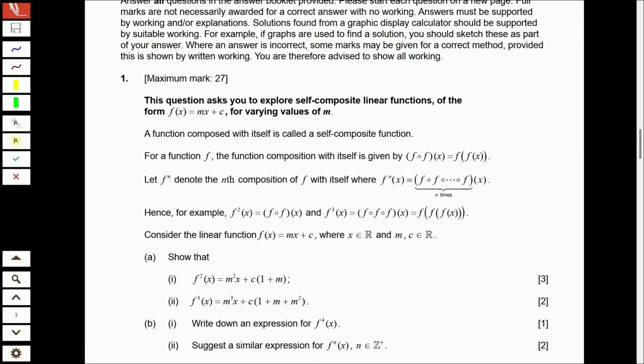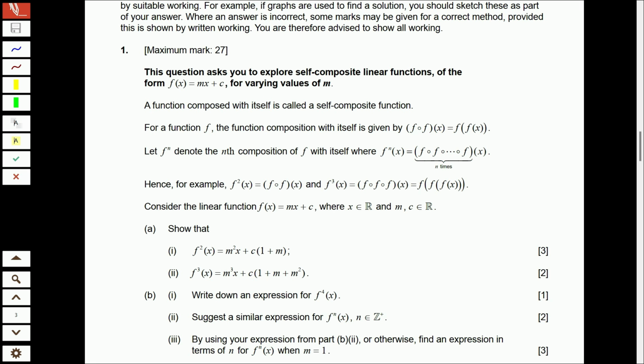Question 1. This question asks you to explore self-composite linear functions of the form f(x) = mx + c for varying values of m. A function composed with itself is called a self-composite function. For a function f, the composition with itself is given by f∘f(x). Let f^n denote the n-th composition of f with itself, where this is the expression of n times f composition. Hence, for example, the second composition of f is given and the third composition of f is given.